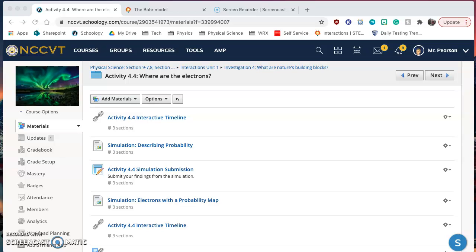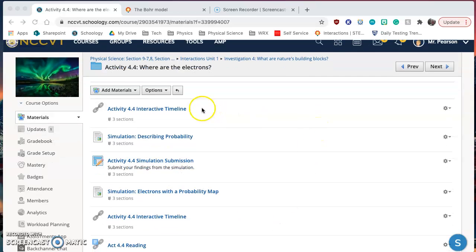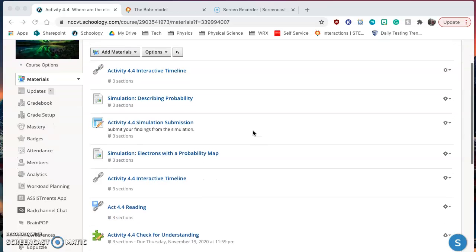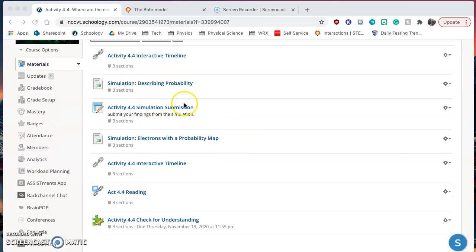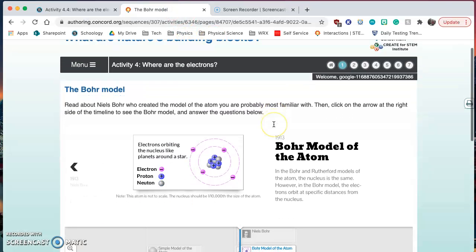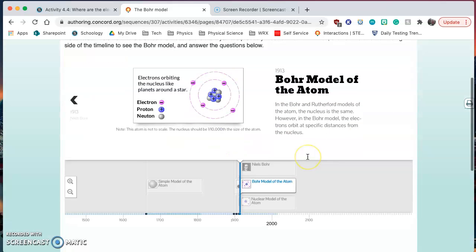So let's just focus on what we're doing today. As always, the stuff here on Schoology is supplementing everything that we see on the Interactions website. There's two real submissions that we need to worry about. We've got a simulation submission and a check for understanding. As always, let's take a look at what we got. First thing we'll run into, we see our last iteration of the interactive timeline.